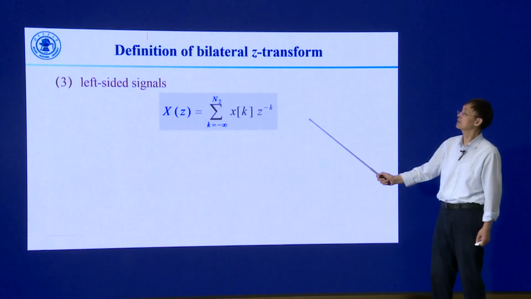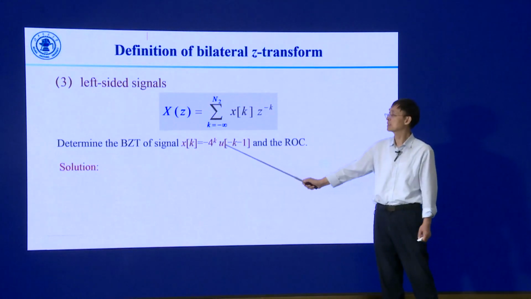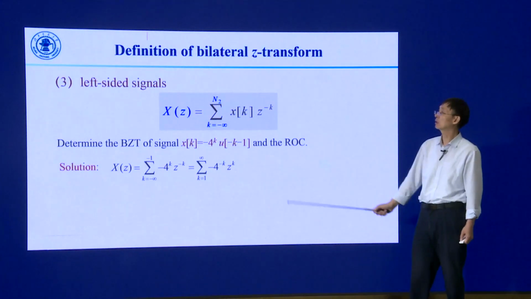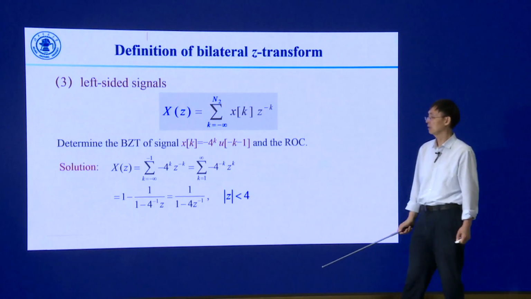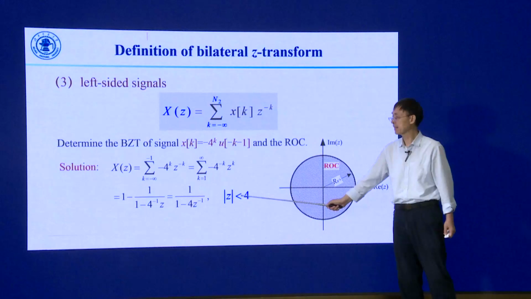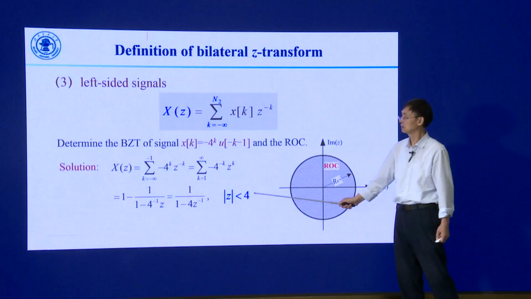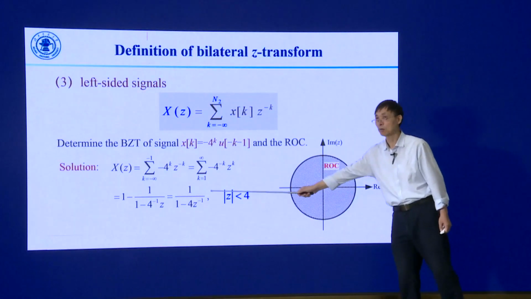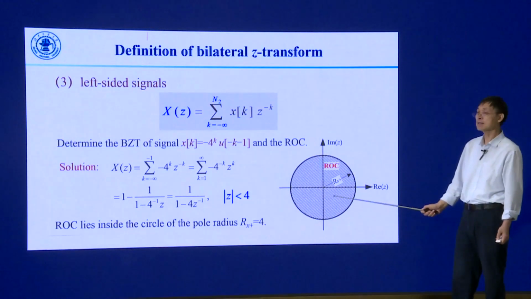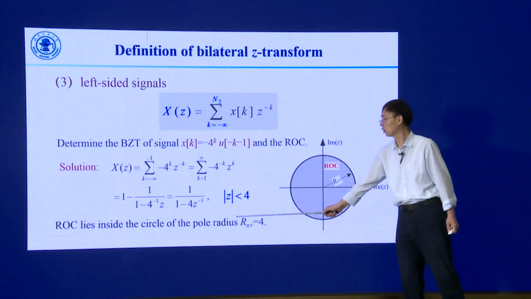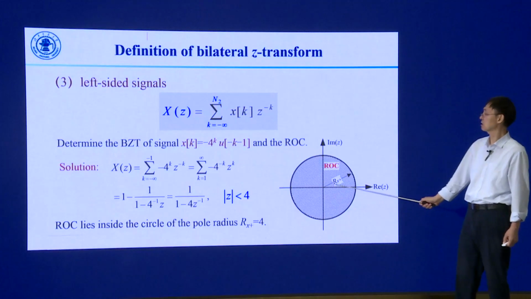For the left-sided signals, we can determine its bilateral Z transform. According to the definition, we can get this result. Here, the magnitude of Z should be less than some positive real number. Here, 4 is the pole of this fraction. ROC lies inside the circle of the pole radius 4. The ROC can be expressed in this picture.